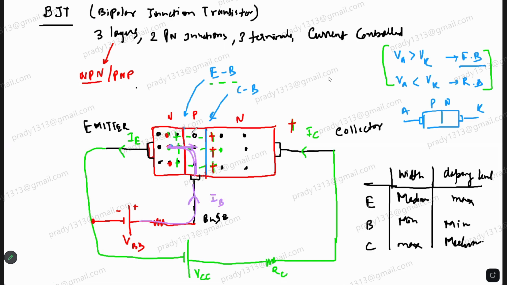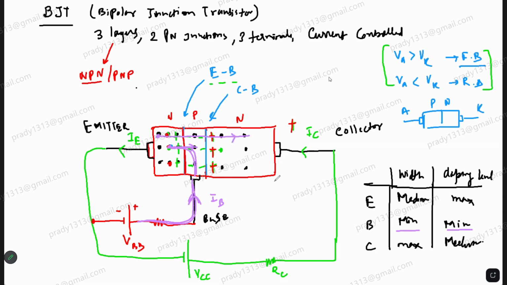The width of the base region is minimum. Doping level is minimum. So there is not enough space nor enough holes, because of the low doping level, for all the electrons in the emitter region to be accommodated here or to be combined here. So only a few electrons are able to flow from emitter to base, and they constitute a very small base current. Remaining electrons have no problem. Once this is forward biased, remaining electrons can flow from emitter to collector.